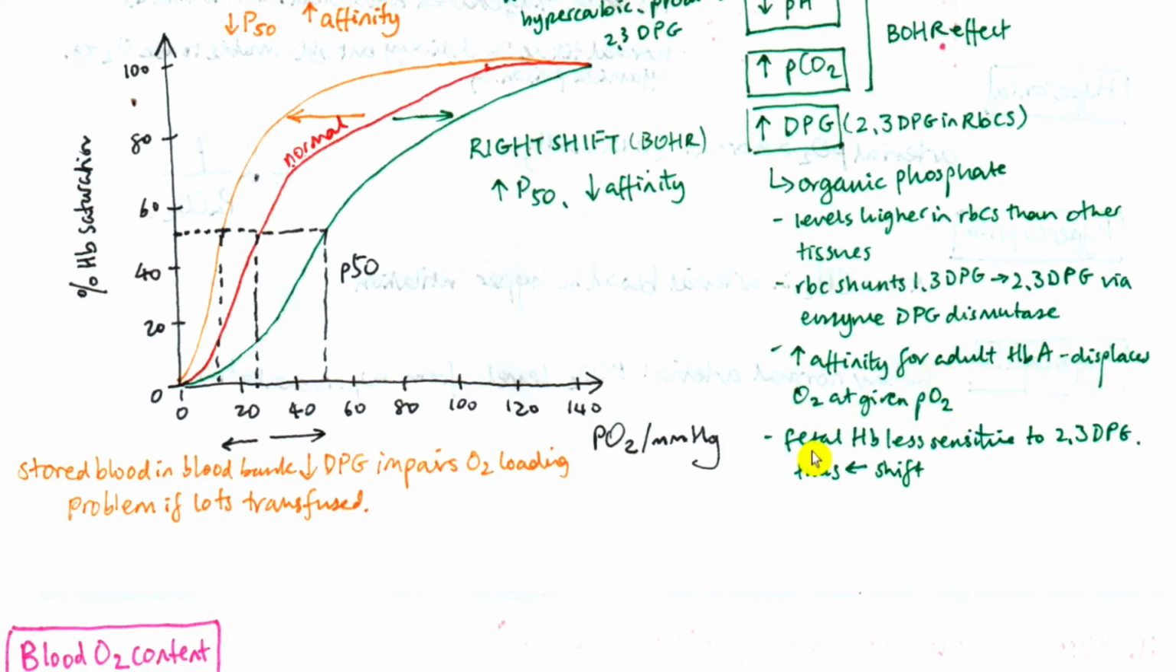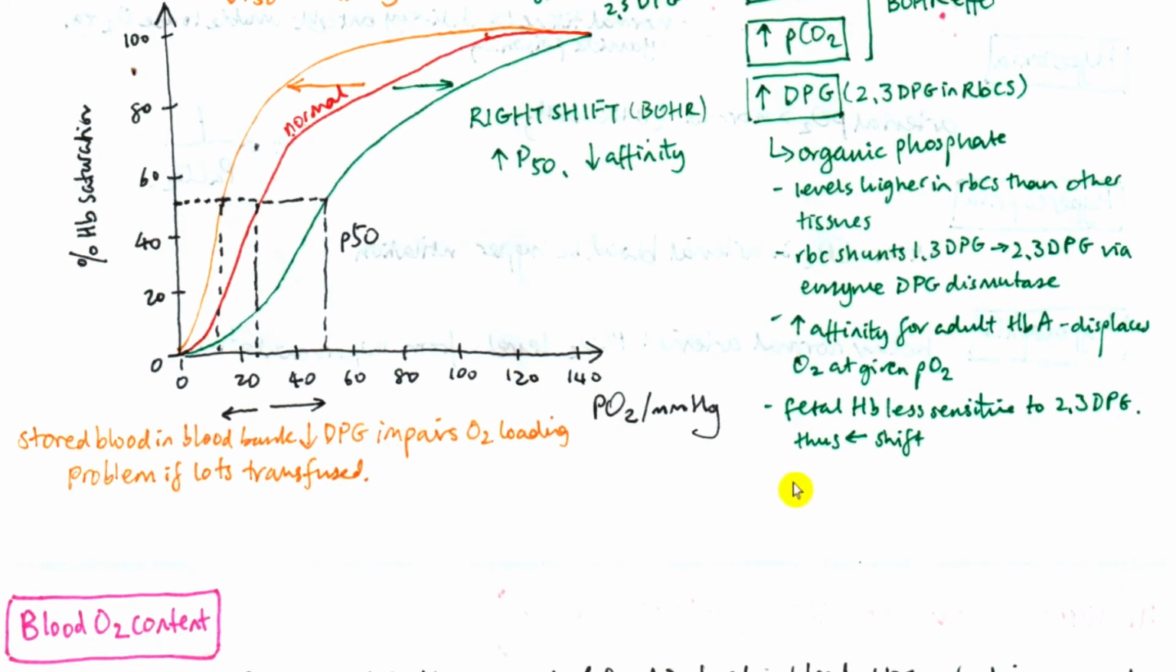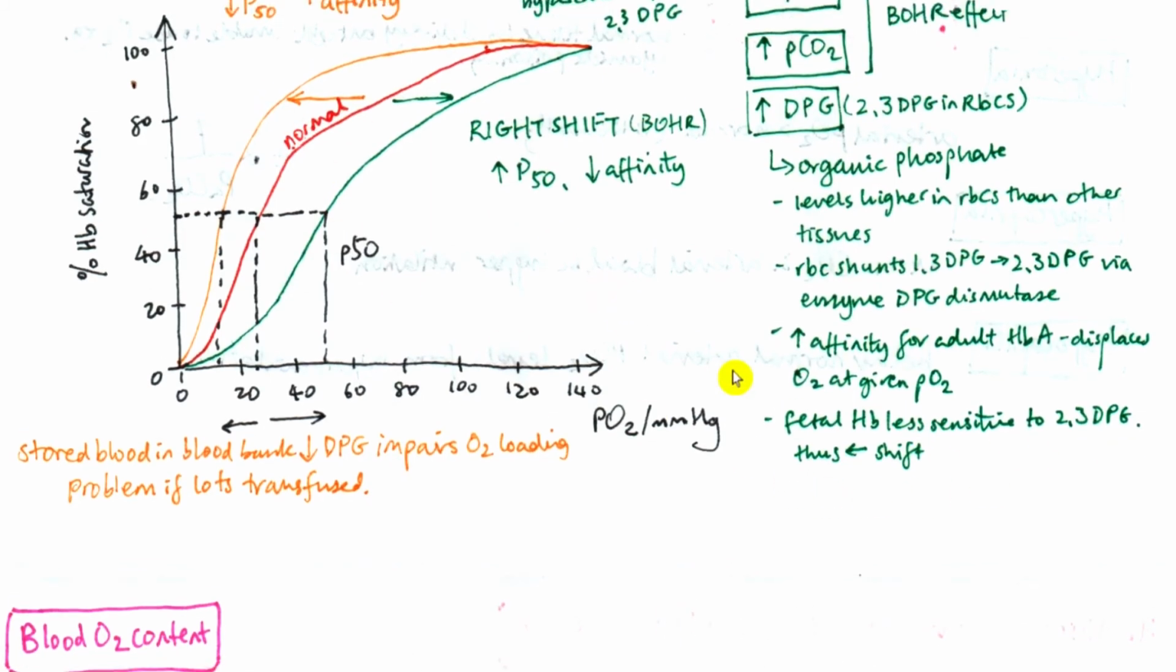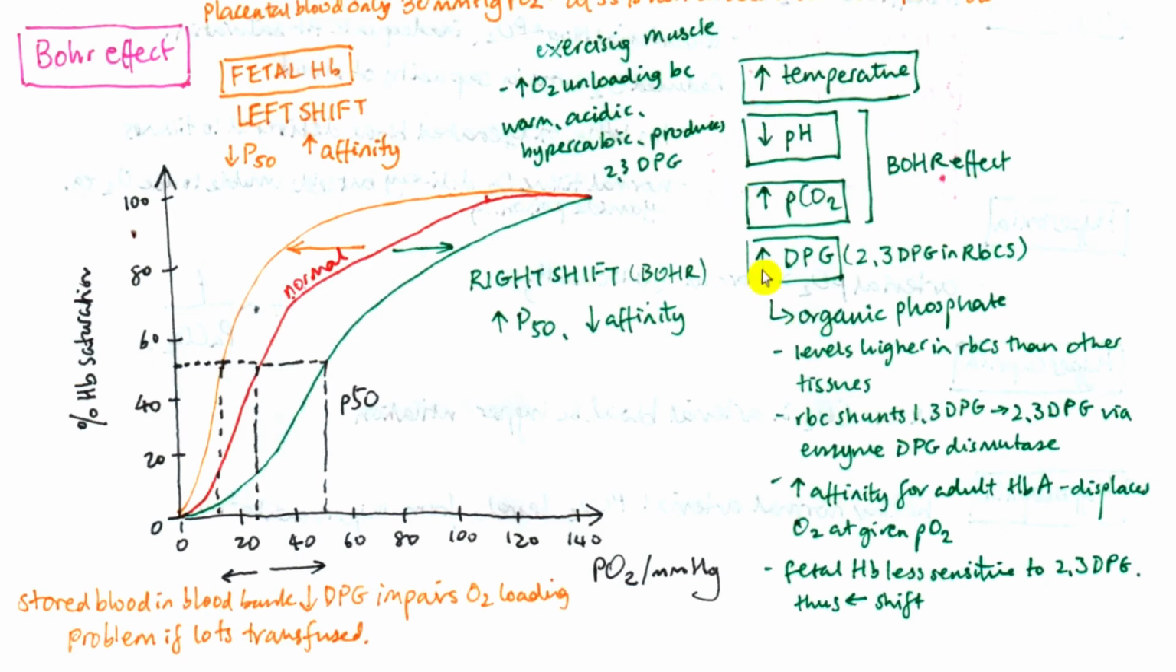So it will kick the oxygen out of the hemoglobin and bind to hemoglobin instead. Fetal hemoglobin is less sensitive to 2,3-DPG, thus there's a left shift. So these 4 key factors cause a right shift in the hemoglobin curve, and that decreases its affinity and increases its P50.